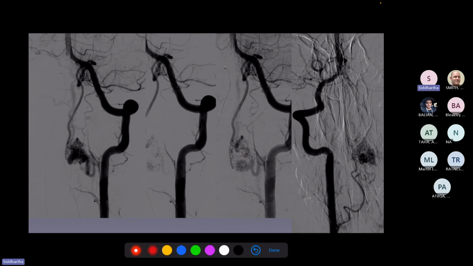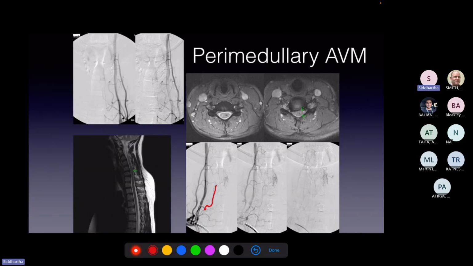Okay. So this is a perimedullary AVM, which is the AVM on the surface of the cord. This is the injection, which shows that the anterior spinal artery comes here, that's the midline, but then it goes around the cord and the venous lesion starts from here, and then the slow veins come up from here like that. And then they go into the paravertebral veins out there. So this is a perimedullary, this is on the surface.